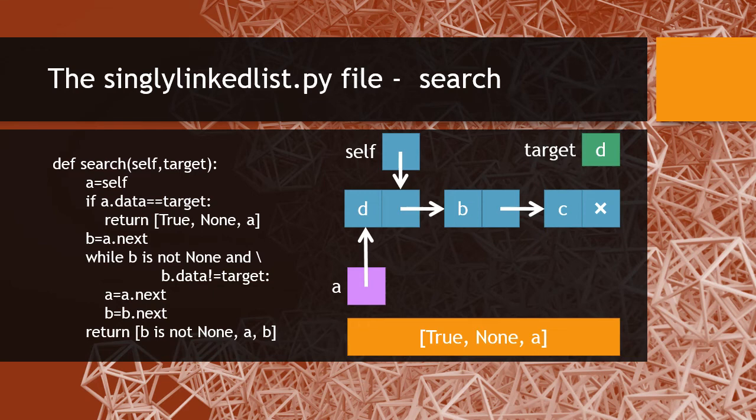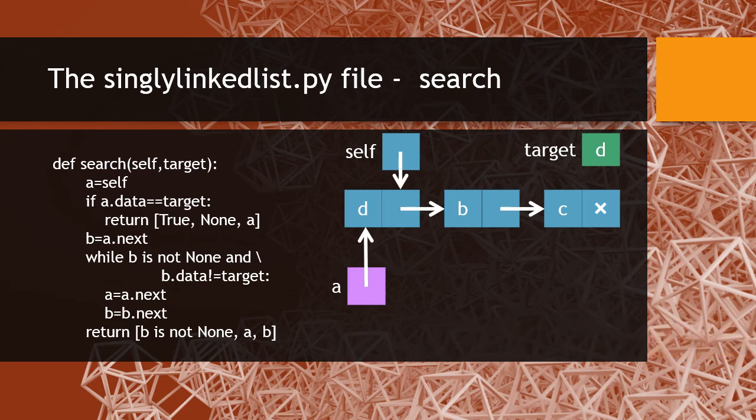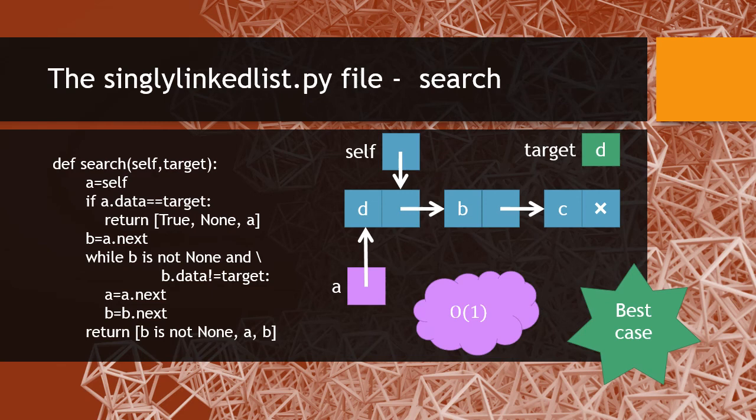The second element gives pointer to a node before the node containing the target. But the problem is we found our target in the first node of the singly linked list. So the second element is none. The third element contains pointer to the node containing the target. Hence the third element is the pointer A. We return this 3-element list. You can say that this is the best case of the search function and it is O(1) in complexity.